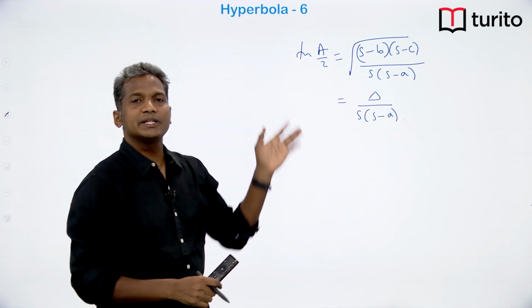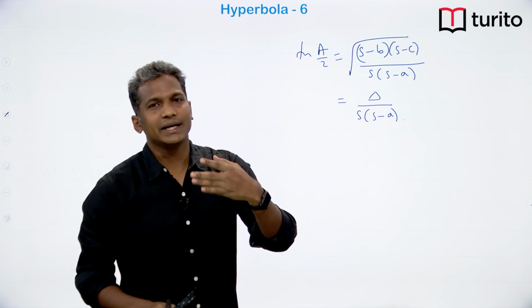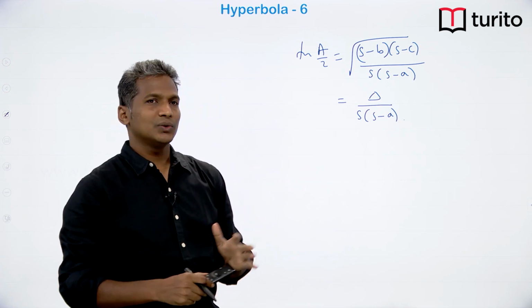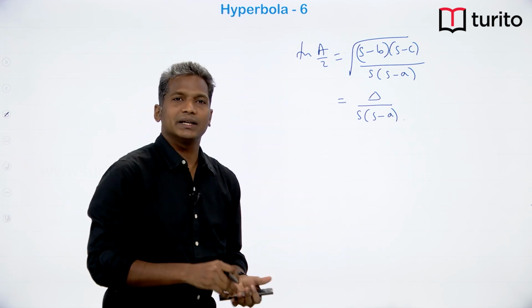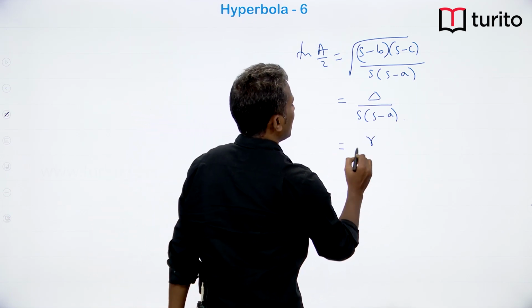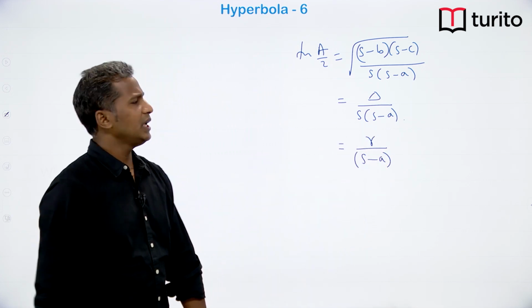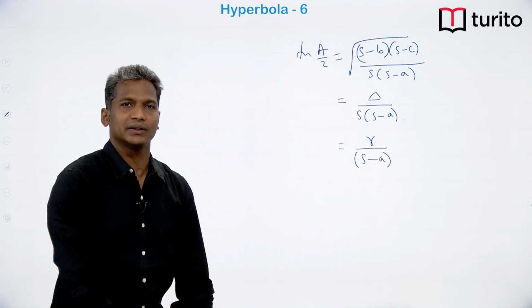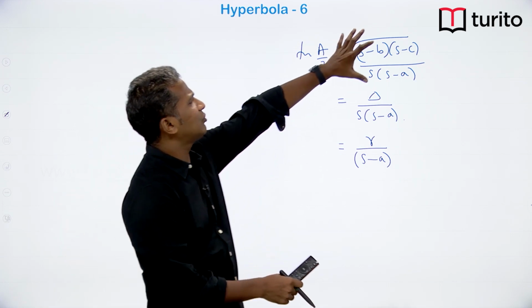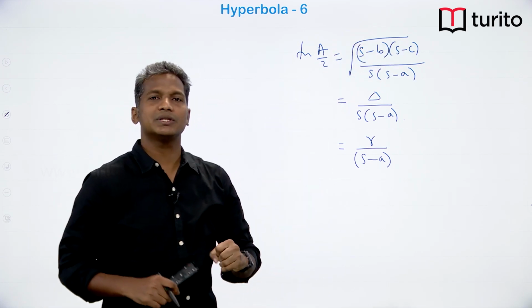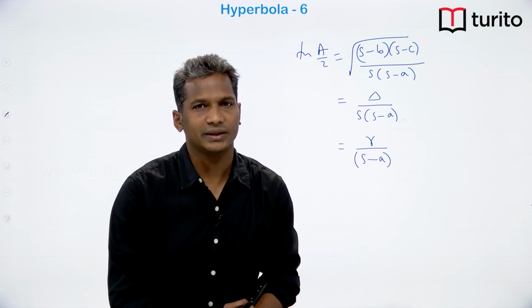Or you can also represent that in terms of the inradius. If we use the inradius here, it will be r by s minus a. Any one of them you can use, it does not matter. But we try to avoid the terms with square roots because the algebra will be a little complicated.